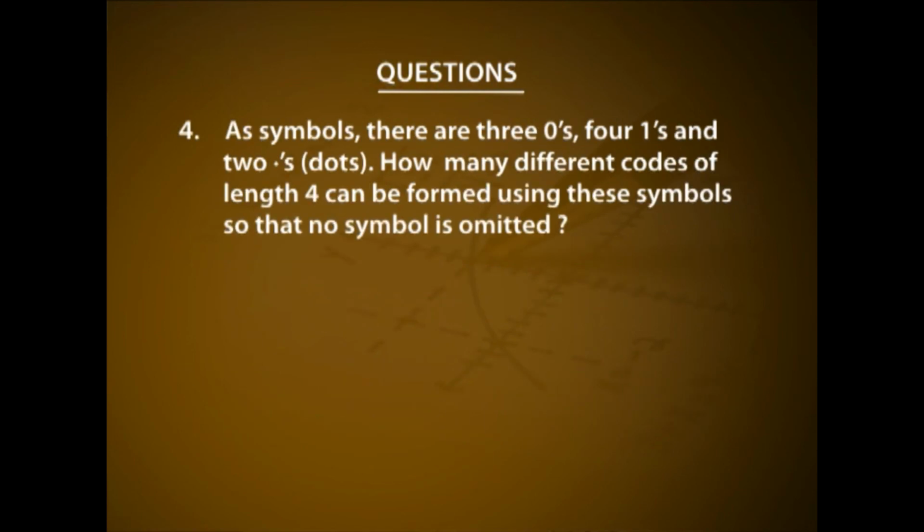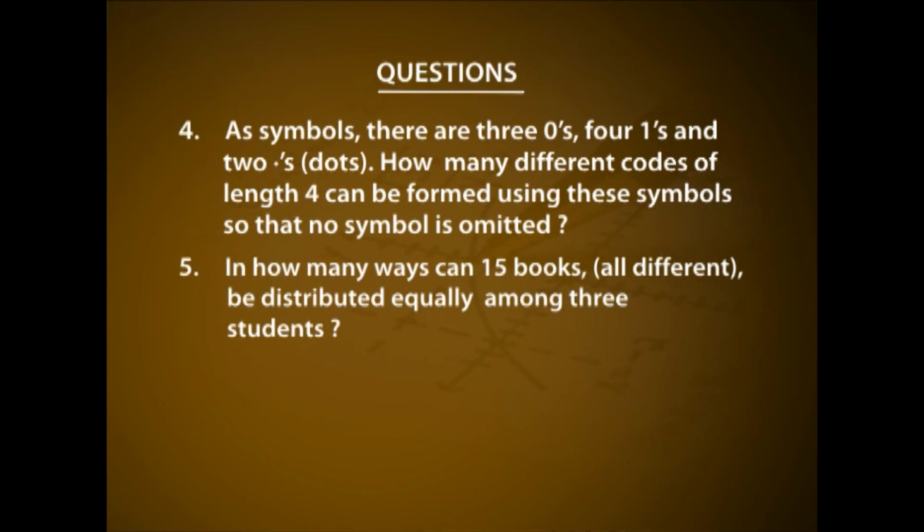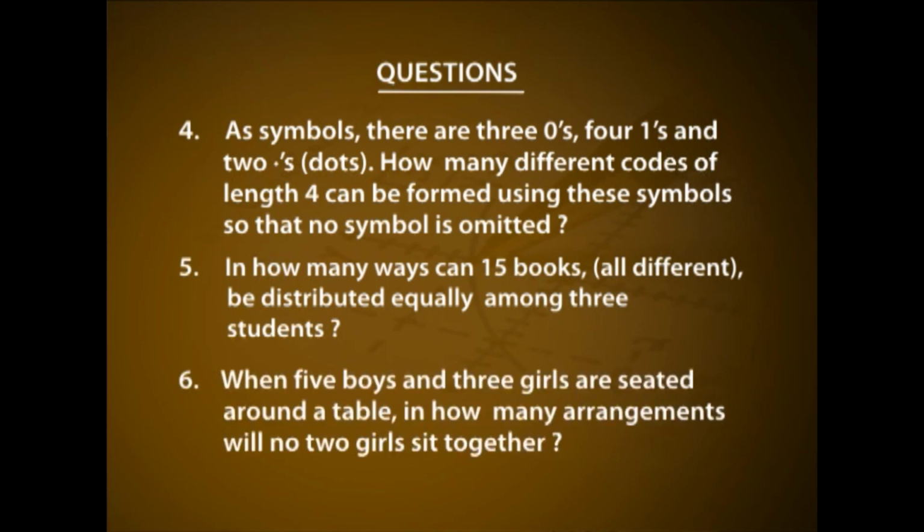Next, as symbols there are 3 zeros, 4 ones and 2 dots. How many different codes of length 4 can be formed using these symbols so that no symbol is omitted? Next, in how many ways can 15 books, all different, be distributed equally among 3 students? Next, when 5 boys and 3 girls are seated around a table, in how many arrangements will no 2 girls sit together?